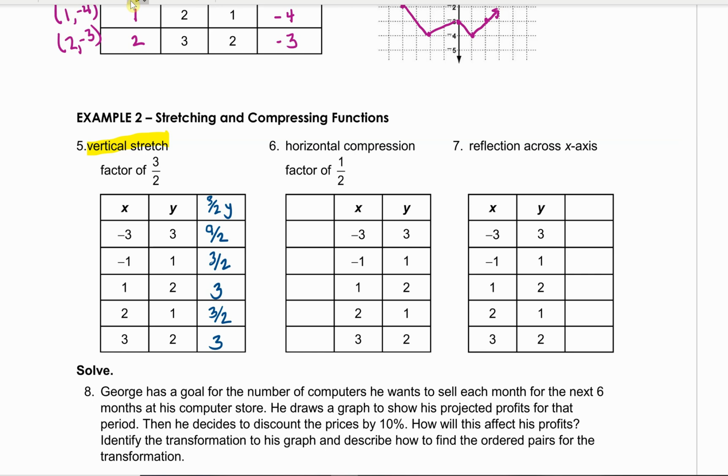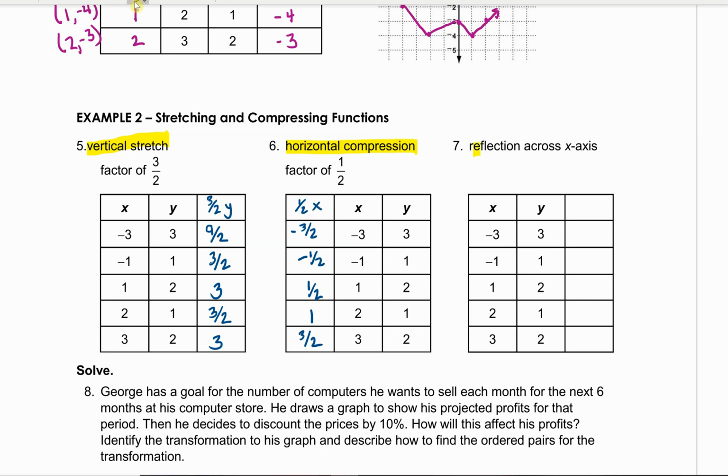Horizontal compression by 1/2. I'm going to multiply all of these x coordinates by 1/2. So we'll have -3/2, -1/2, +1/2, 1, and then +3/2. And that's it. And then if we were graphing, we would graph the new points.